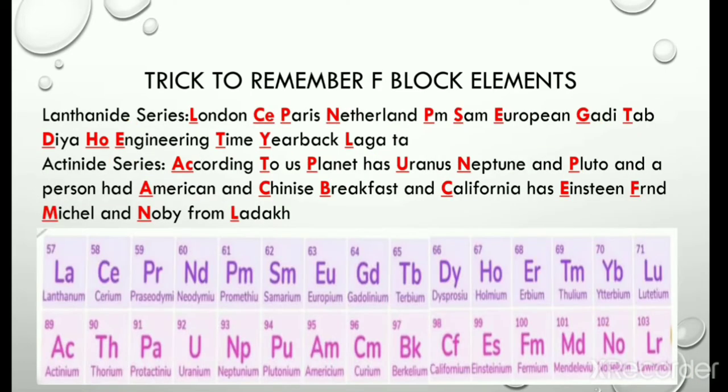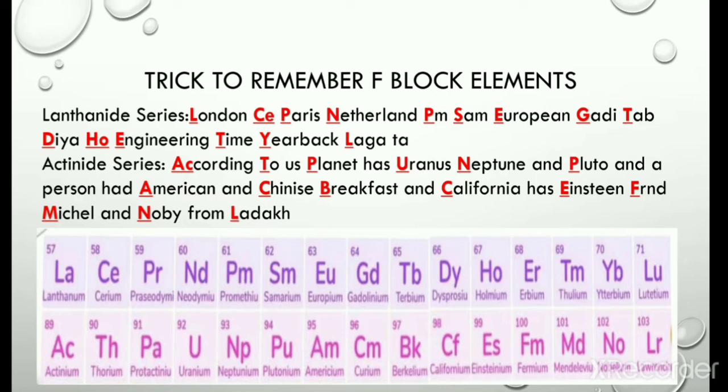Now, the trick to remember F block elements. It consists of two series, the lanthanide and actinide series. Here for the lanthanide series, we have to remember the following sentence. लंदन से पेरिस नीदरलैंड पीएम सैम यूरोपियन गाड़ी तब दिया हो इंजीनियरिंग टाइम ईयर बैक लगा था.